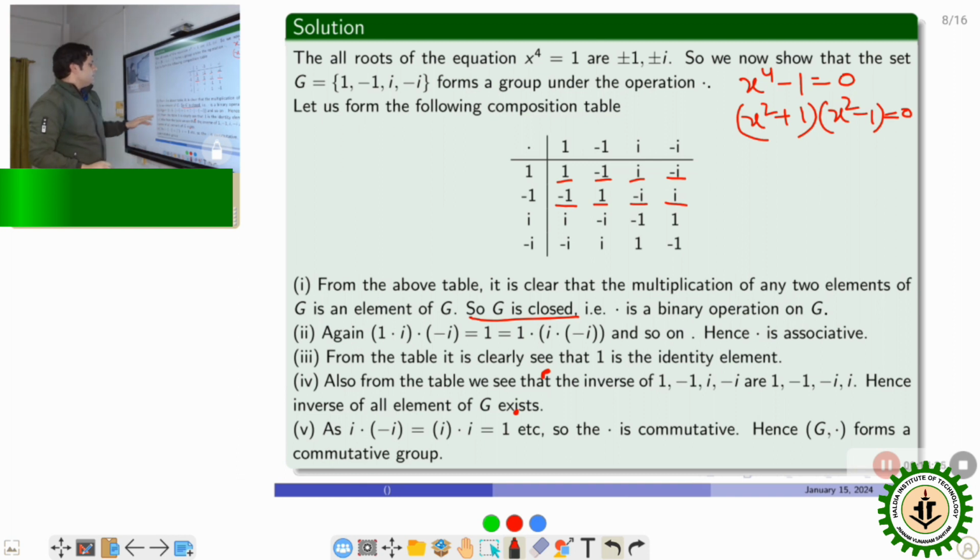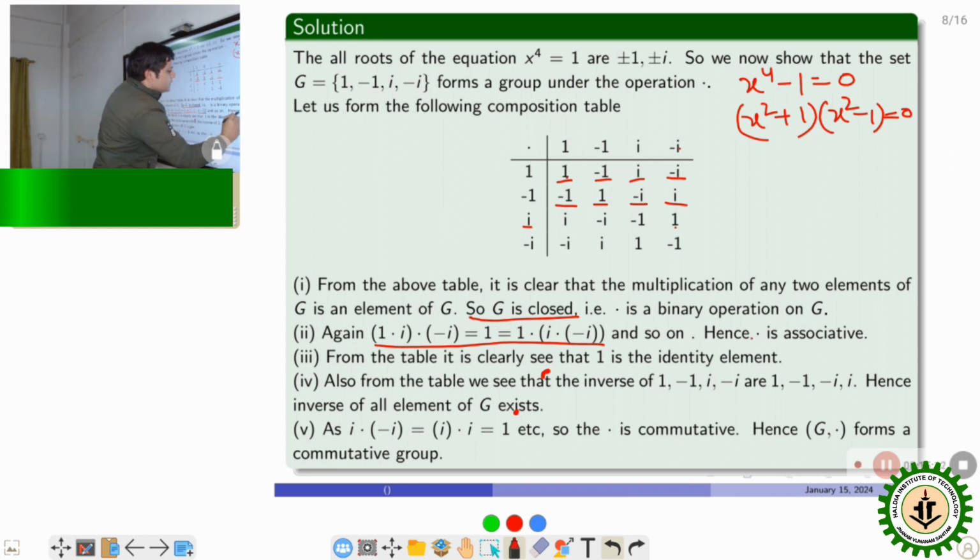If we take any three elements from here, for example 1, i and minus i. So 1 dot i dot minus i equals 1 dot (i into minus i), that means minus i square, that equals 1. Similarly (1 dot i) dot minus i: 1 dot i is i, then i dot minus i equals 1. Therefore, the associative property holds for the elements 1, i, minus i. Similarly, if we take any three elements from this set G, we show that the associative property holds. Therefore, the multiplication is associative.